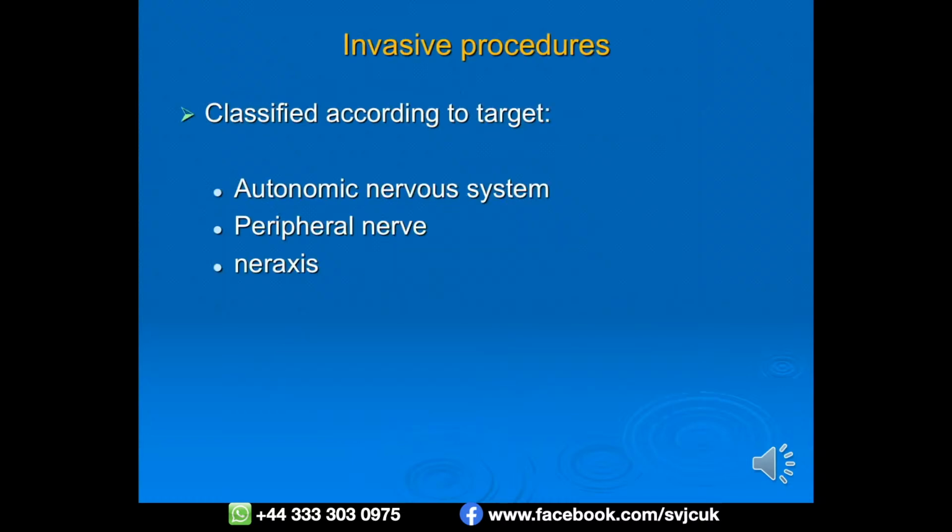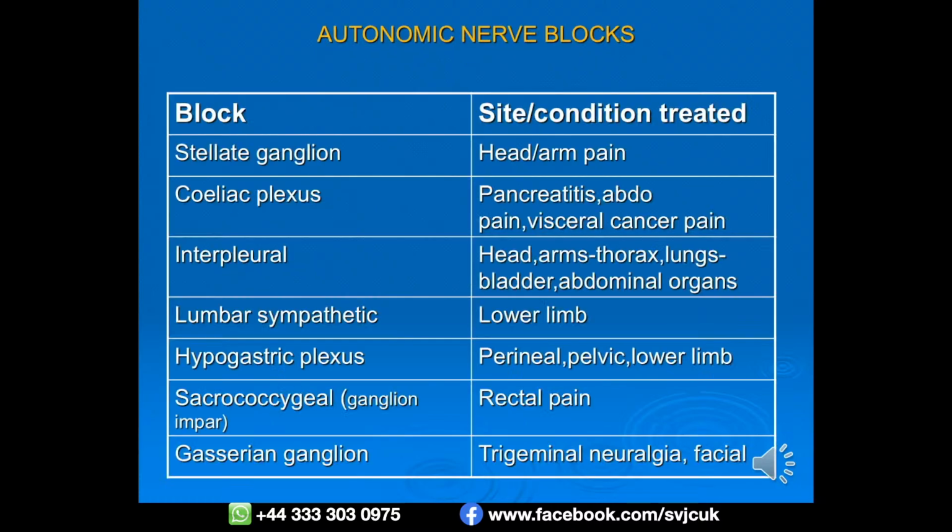How do we divide those invasive procedures? They can be classified according to target: autonomic nervous system, peripheral nerves, and neuraxis or neuraxial blockades. It is believed that the autonomic nervous system carries afferents of the pain, and hence they are the most commonly used site for pain relief in cancer.